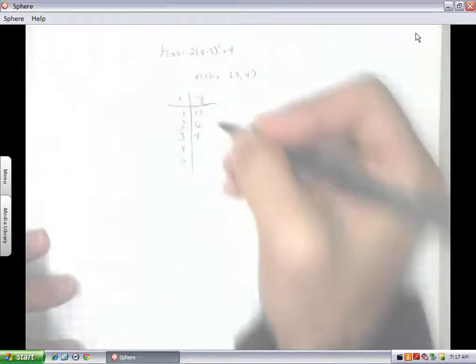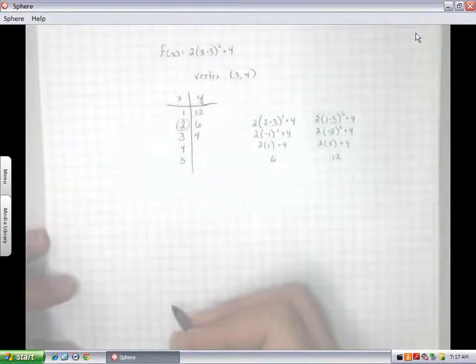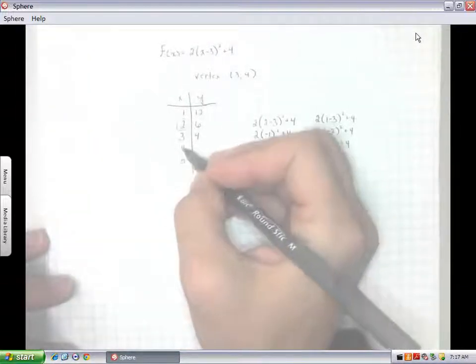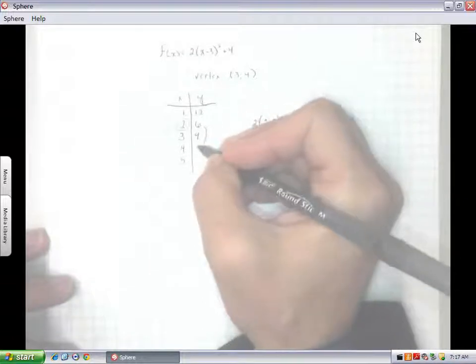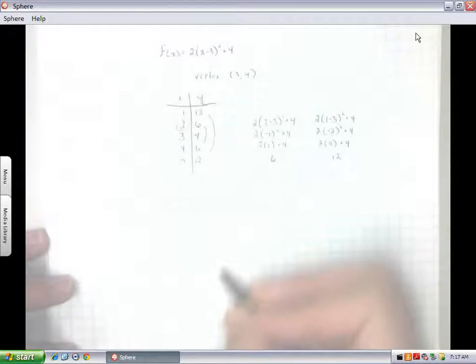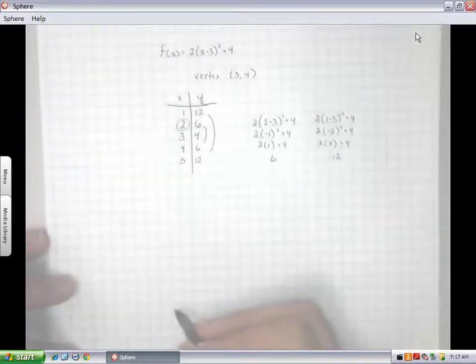Now, because it's a parabola, and because the sides are symmetric to each other, and also because 3 is right in between 2 and 4, I know that 4 will have a y value of 6 and 5 will have a y value of 12 without even having to plug in any work.